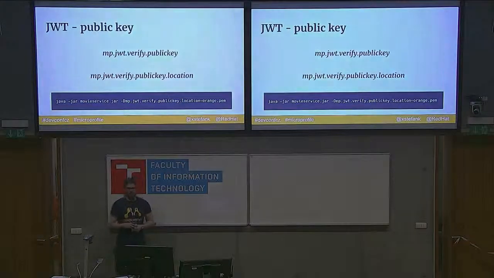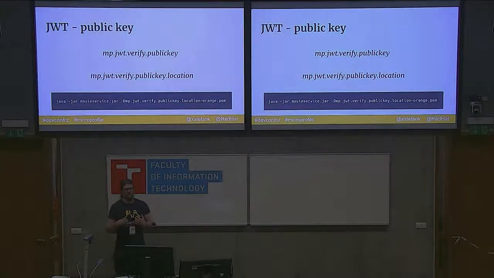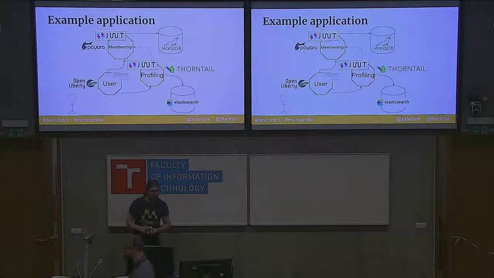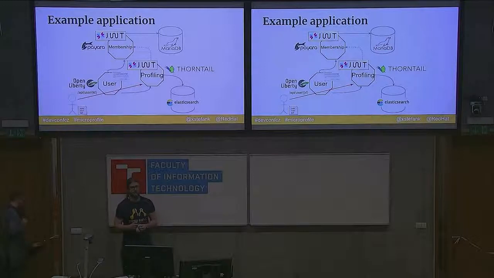The only thing that is missing right now is how to specify a public key on individual services, so that, for instance, the profiling service is able to decrypt the token received from the user. This is again done by integration with MicroProfile Config. There are two ways to specify it: directly with the public key property, or with public key location, which can be a file or a URL.